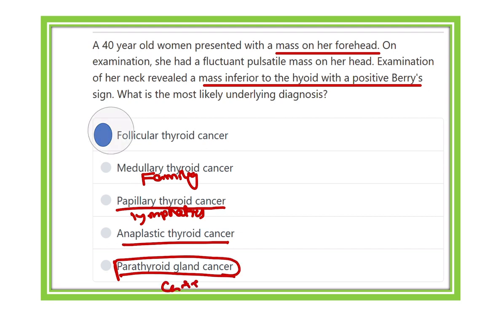So our final answer is follicular thyroid cancer, because follicular thyroid cancer spreads by the blood.